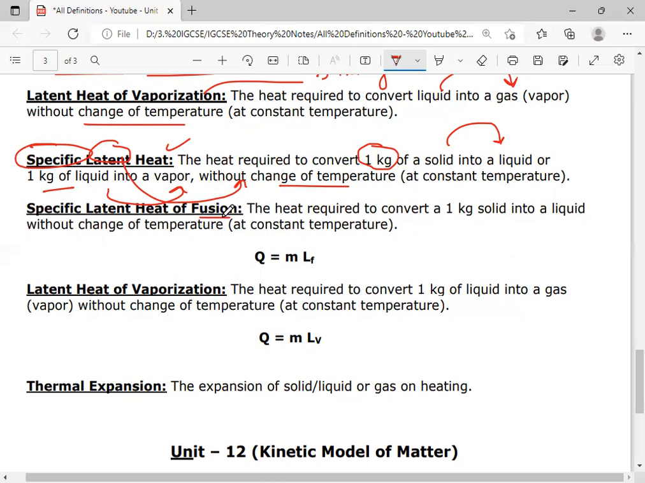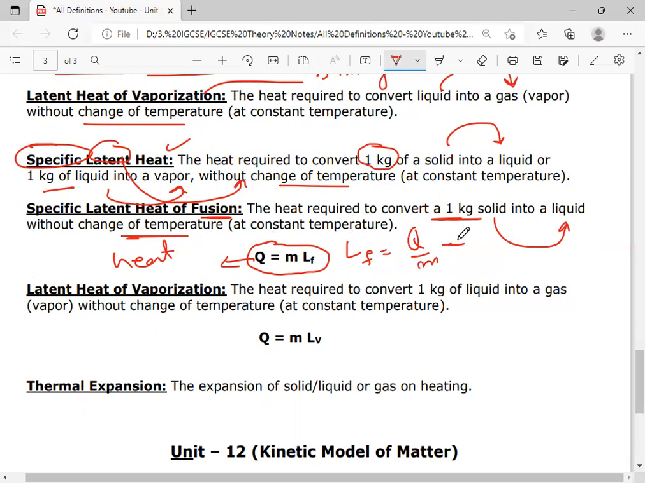In specific latent heat of fusion, obviously melting means solid will be converted into liquid, but how much solid? 1 kilogram of solid, but at which temperature? At constant temperature. And the equation for specific latent heat of fusion is Q = M × LF, where Q stands for amount of heat, M stands for mass, and LF stands for latent heat of fusion. So the formula of latent heat of fusion is Q over M. The unit of Q is joule, and the unit of mass is kg. So what will be its unit? Joule per kg.